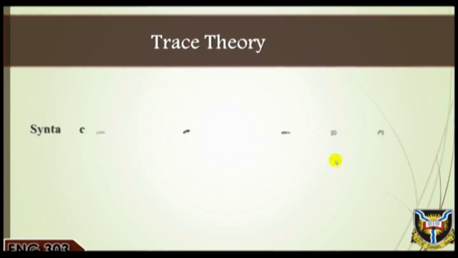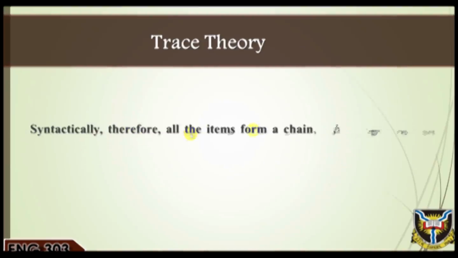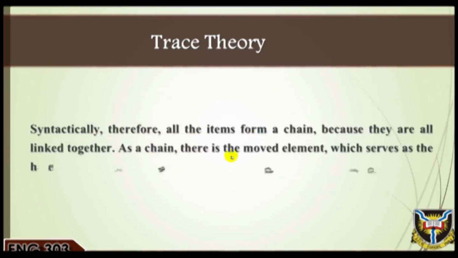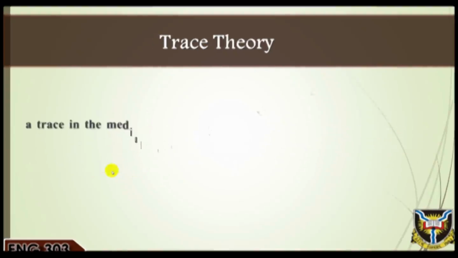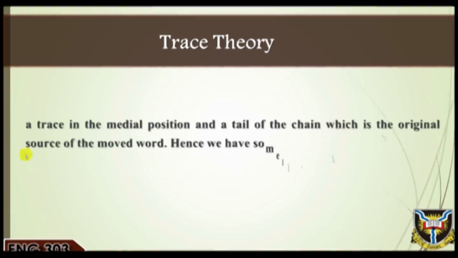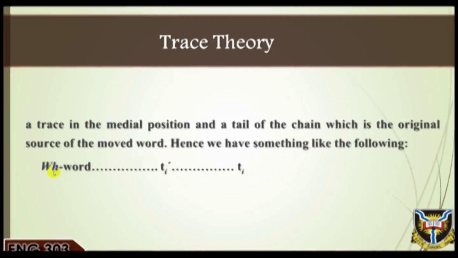Syntactically, therefore, all the items form a chain because they are all linked together. As a chain, there is a moved element which serves as the head of the chain, a trace in the medial position, and a tail of the chain, which is the original source of the moved word. Hence, we have something like the following. WH word.